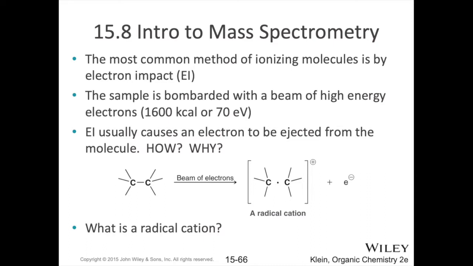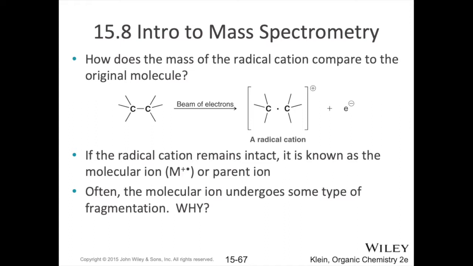In other words, you take away an electron, now you have an unpaired electron, that's the radical part, and because you've taken away a negative electron, what you have left behind from your molecule is now positively charged, and that's the cation part. Okay, so now you've taken away an electron from your original molecule.